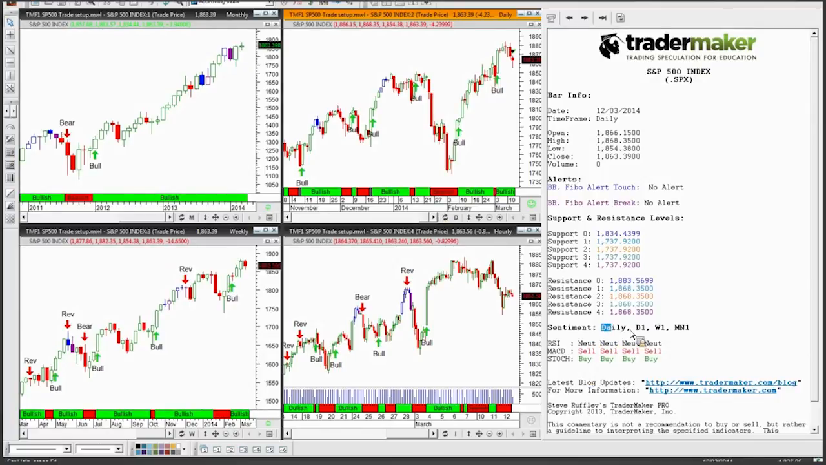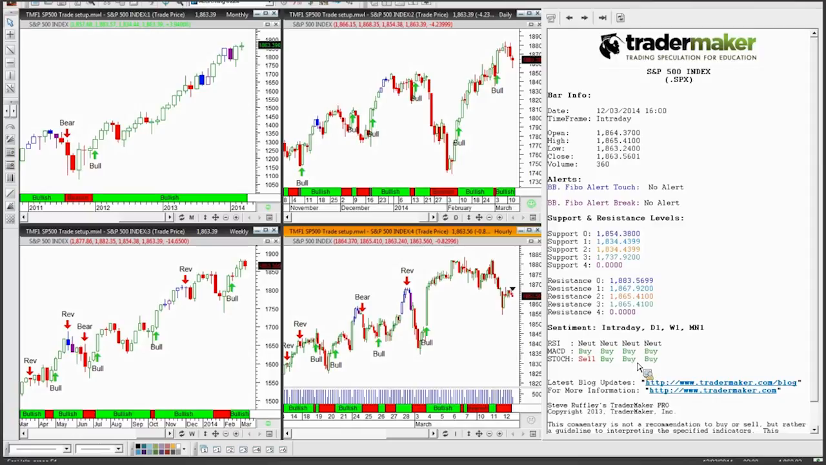So the RSI sentiment, now we're looking on the daily chart. Let's click onto the hourly. The intraday hourly is neutral on the RSI. It's also neutral on the daily, weekly, and monthly. For the MACD, it's a buy. For the stochastics, it's a sell on the hourly, but a buy for the higher time frames. So everybody who's basing their decisions on overbought or oversold, MACD or stochastics, the majority of people are seeing it as a buy.